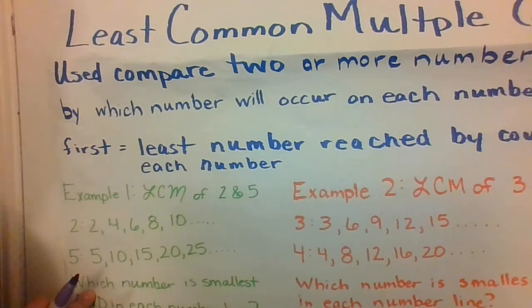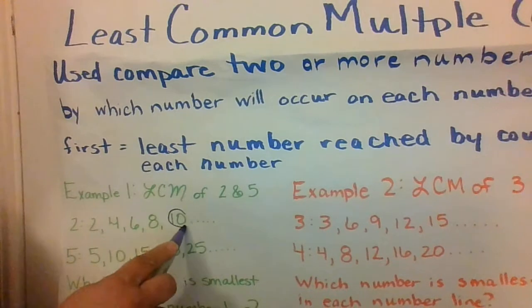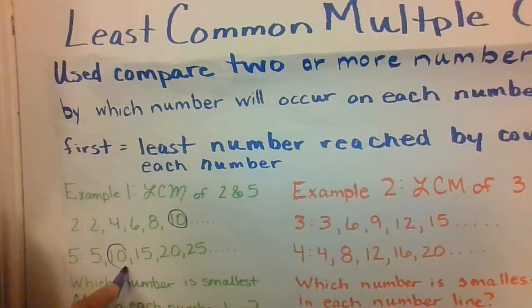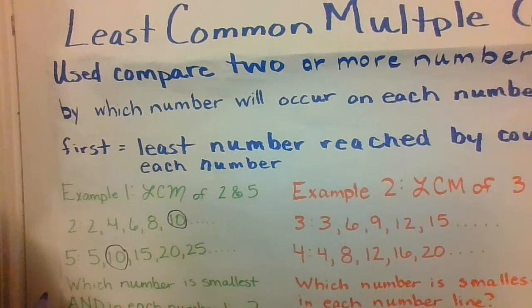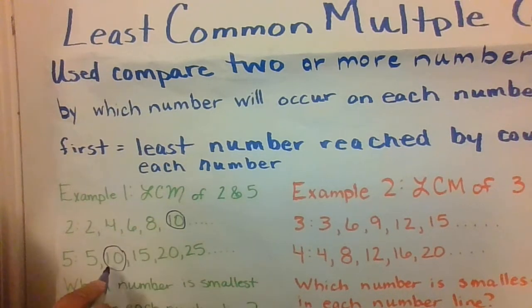Okay, so 2, 4, 6, 8, 10, counting by 2's, 5, 10. So it's going to ask you which number is smallest in each line. So out of my 2's, I can get to 10. And out of 5, I can get to 10. So my least common multiple between 2 and 5 is 10.